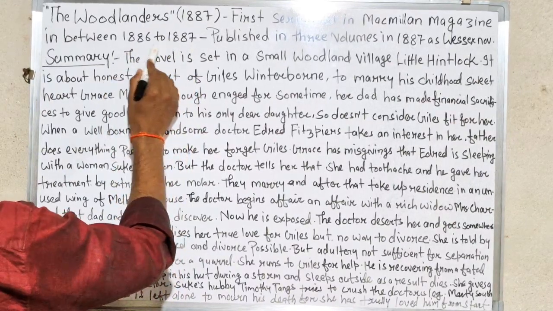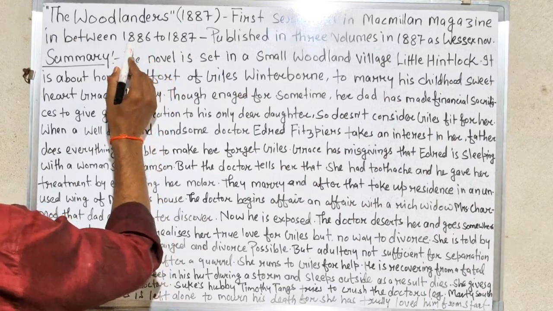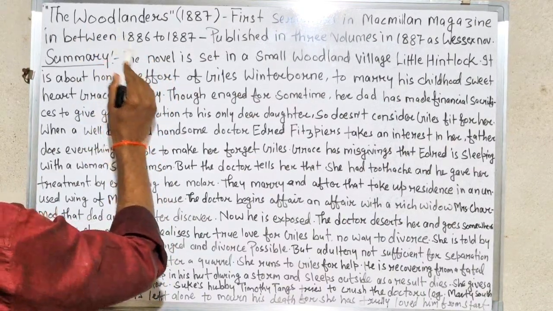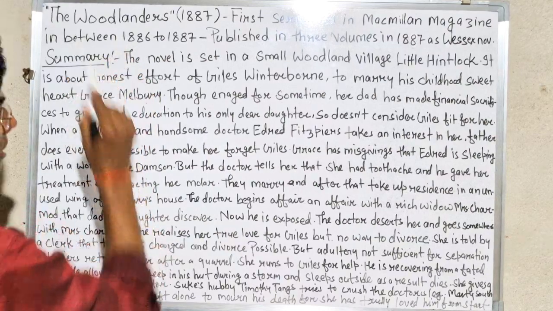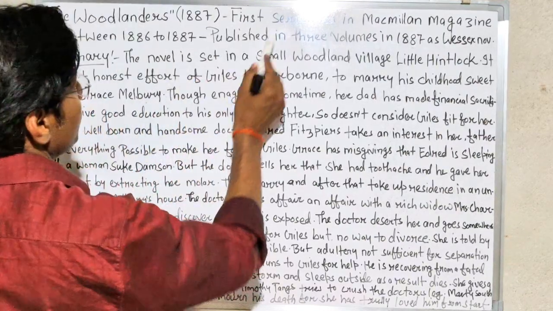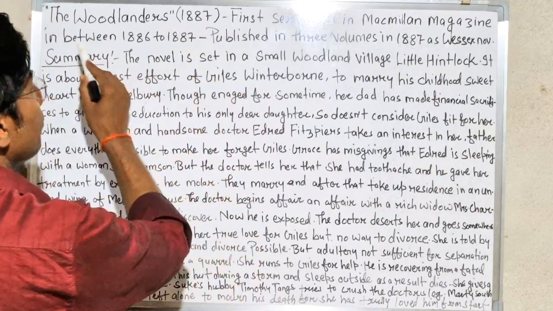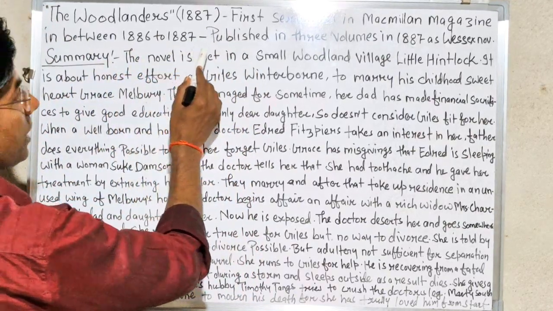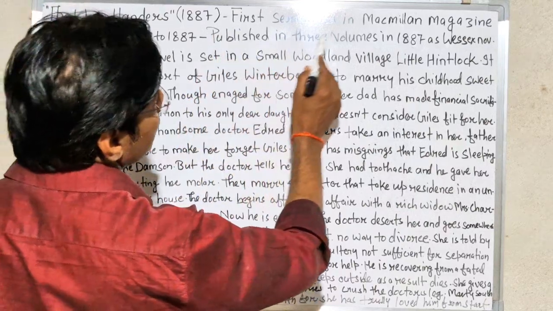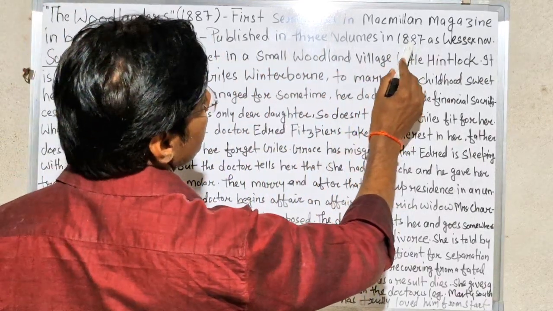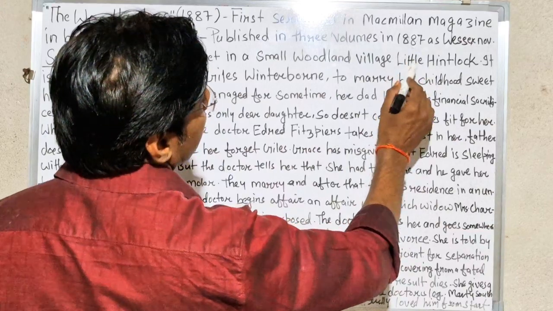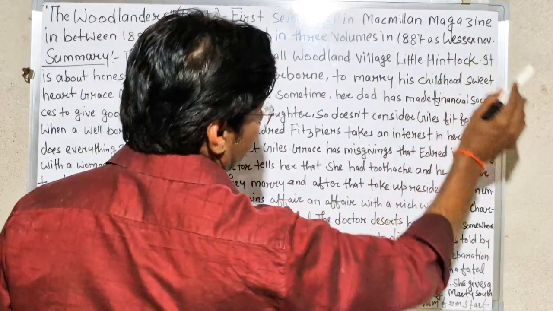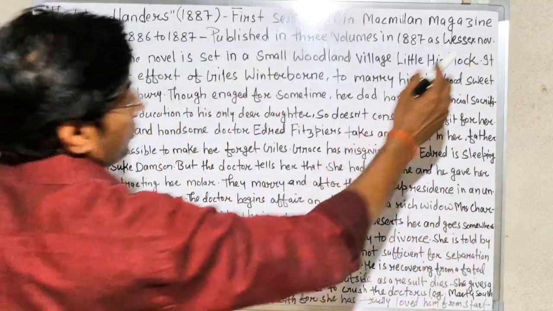1887. Remember, 1886 is the year his magnum opus, The Mayor of Casterbridge, came into print. But this novel was serialized between 1886 and 1887 and published in three volumes in the year 1887 as part of his series of Wessex novels. Remember that this is a novel.